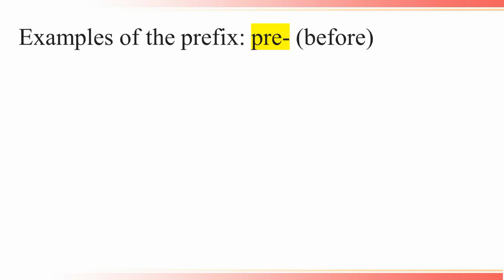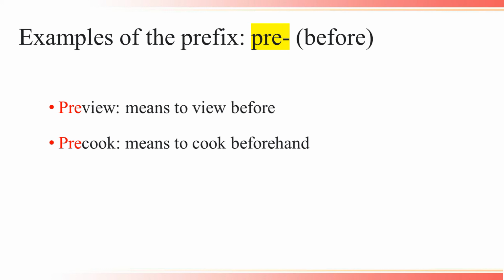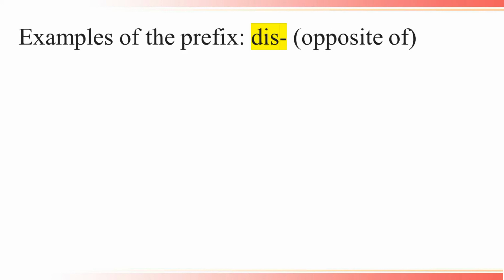So, the third prefix is pre, which means before. The first example of it is preview, which means to view before. The second example is pre-cook, which means to cook beforehand. So here, by adding pre at the beginning of the word, you are changing the meaning into a new meaning. Moving on to the prefix dis, which means opposite of.